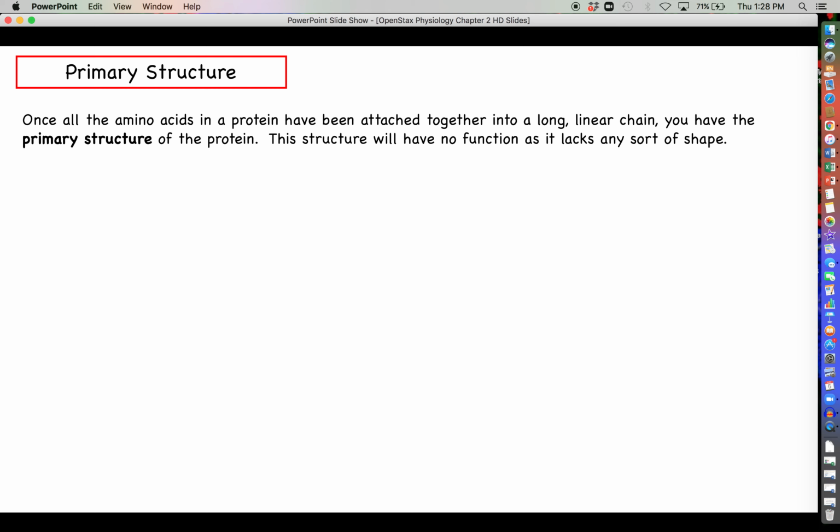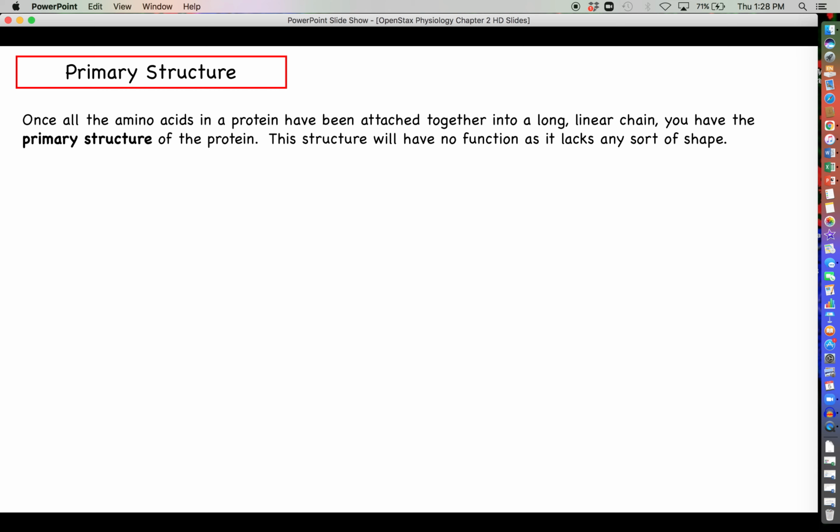Okay, so let's talk about what you do with a protein once you have all the amino acids chained together. So once you have that long linear chain of amino acids, you can think of a string of pearls. That is what you would call the primary structure of the protein, right? So you're literally just talking about what is the amino acid sequence? How long is the protein? How many amino acids does it contain? And which amino acids go in which order? That is the primary structure of the protein.